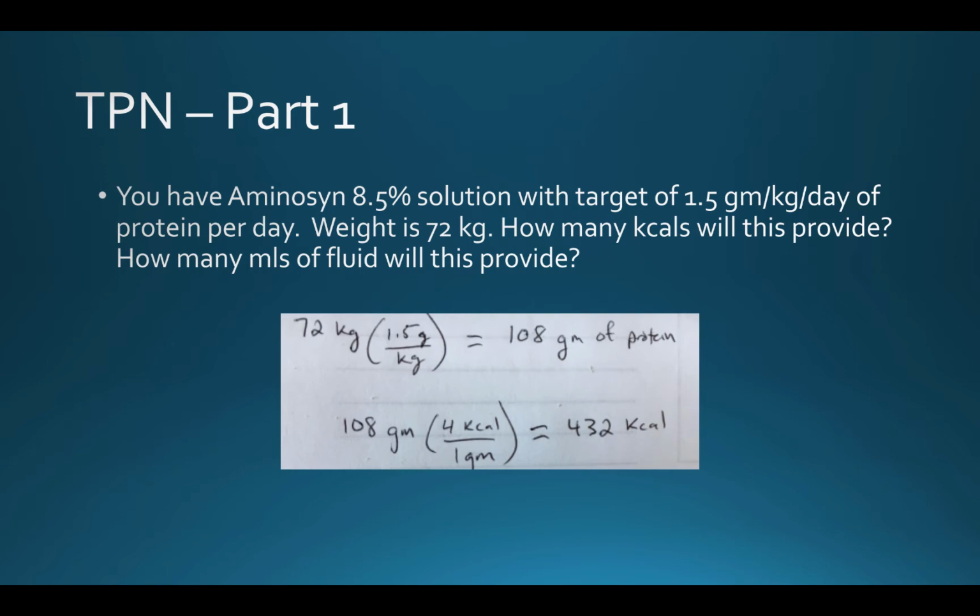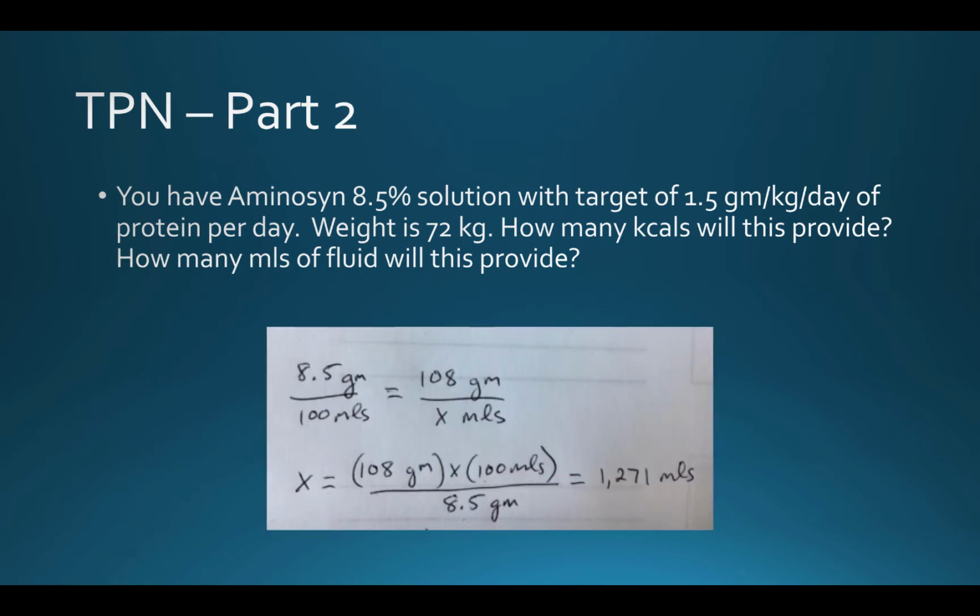So let's figure out first here. We've got 72 kilograms times 1.5 grams per kilogram per day. So that's 108 grams of protein for the day there. So 108 grams of protein. How many kcals will this provide? We get 432 kcals. Now the second part of the question, how many mils of fluid will this provide?